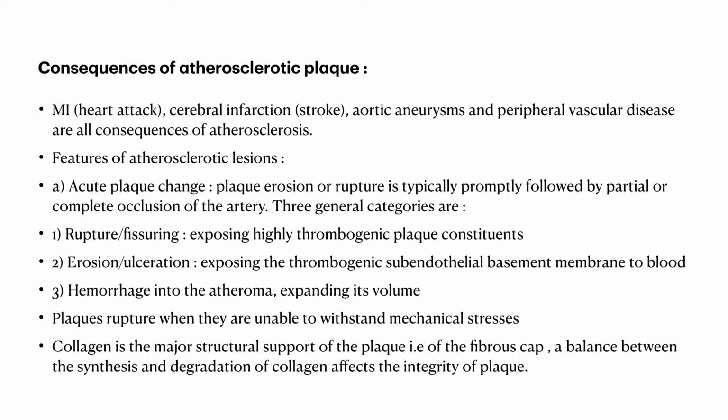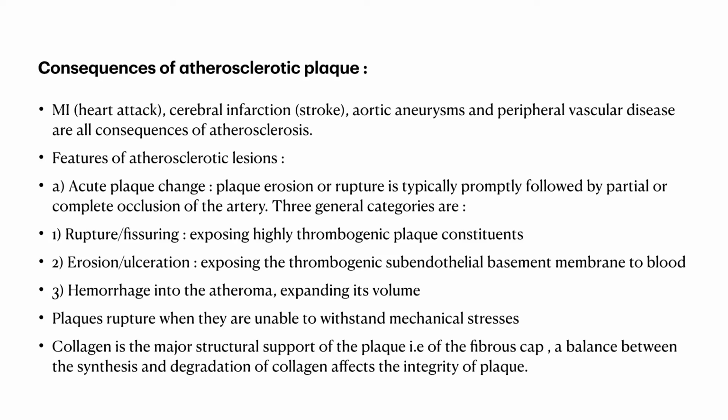Consequences of atherosclerotic plaque. The targets of atherosclerosis are large elastic arteries and medium and large muscular arteries. Myocardial infarction, cerebral infarction, aortic aneurysms, and peripheral vascular disease are all consequences of atherosclerosis. Features of atherosclerotic lesions include acute plaque change. Plaque erosion or rupture is typically promptly followed by partial or complete occlusion of the artery. Three general categories under which the plaque change falls are rupture or fissuring, exposing highly thrombogenic plaque constituents; erosion or ulceration, exposing the thrombogenic subendothelial basement membrane to blood; and hemorrhage into the atheroma, expanding its volume.